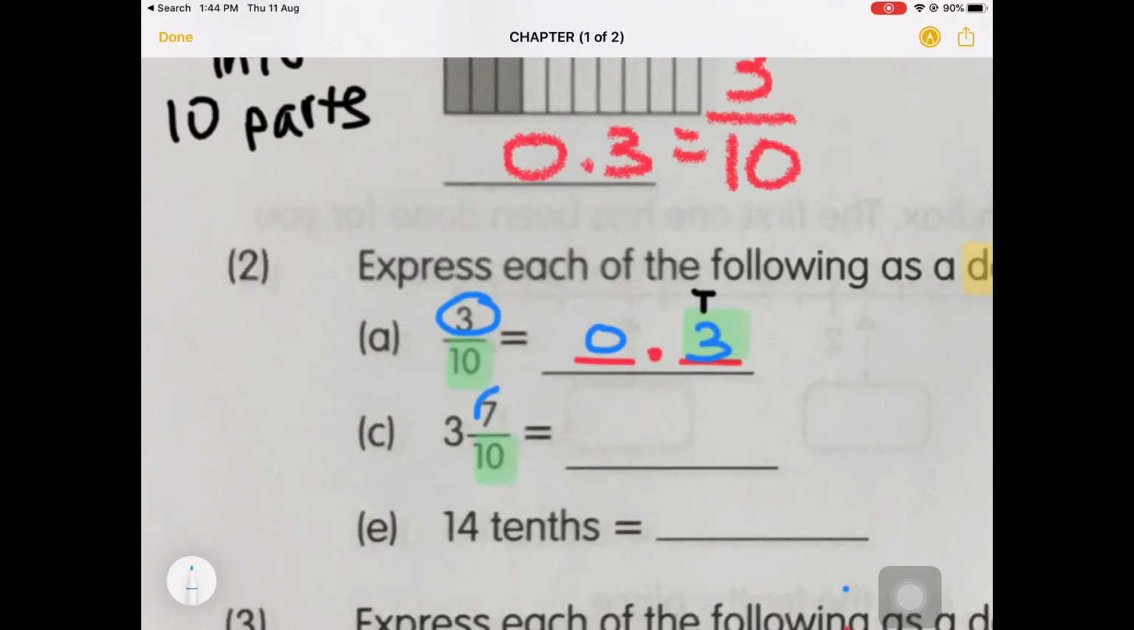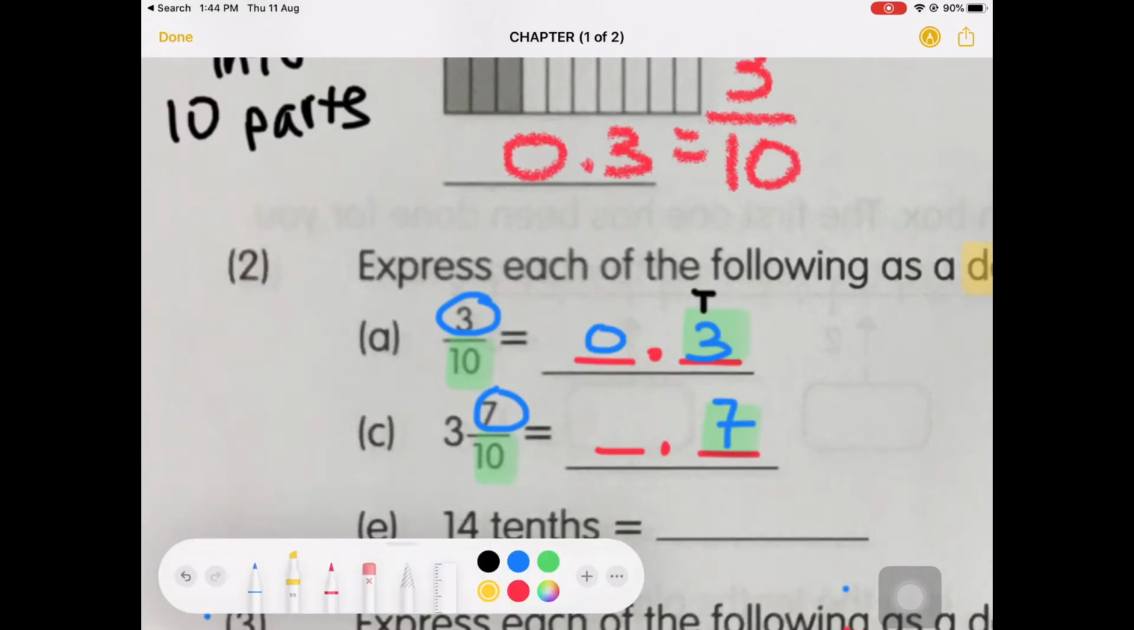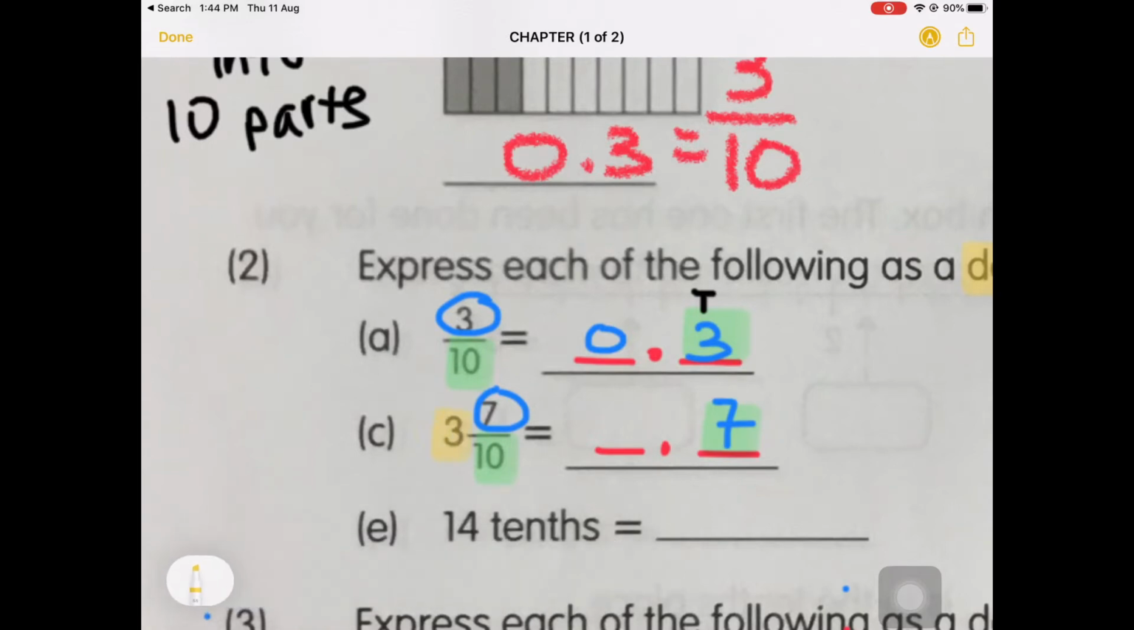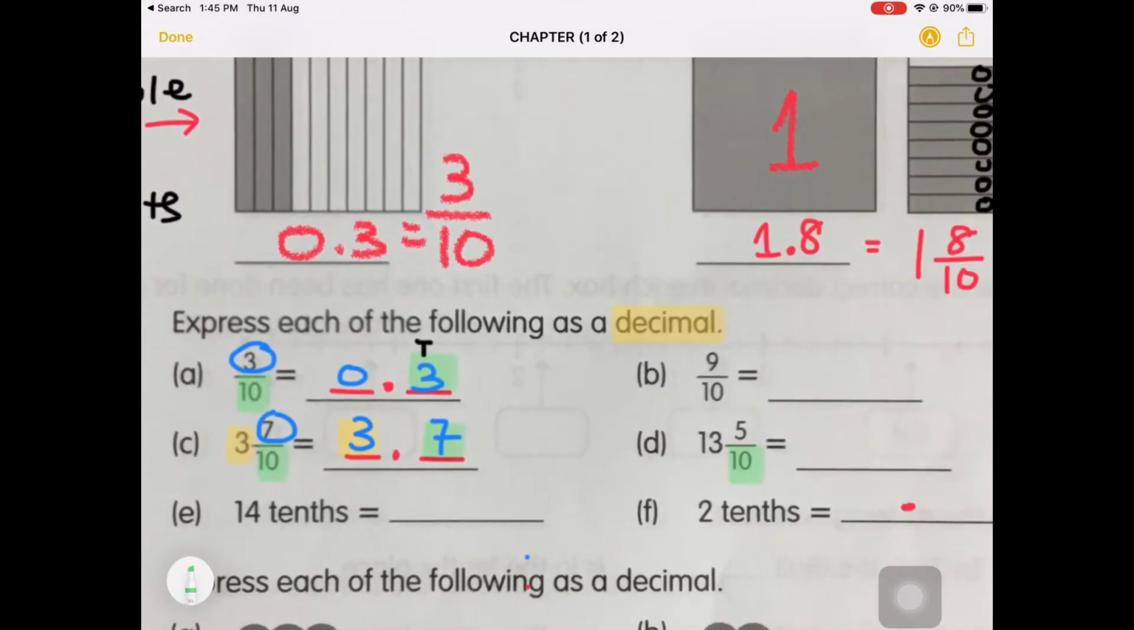Question 2c. 3 wholes and 7/10. This is a mixed number which is made up of a whole number and a proper fraction. 7/10 is represented as 0.7. So the digit 7 is in the 10th place, while the digit 3 is in the ones place. So 3 wholes and 7/10 is read as 3.7.